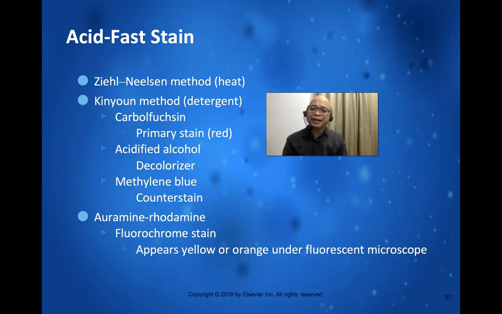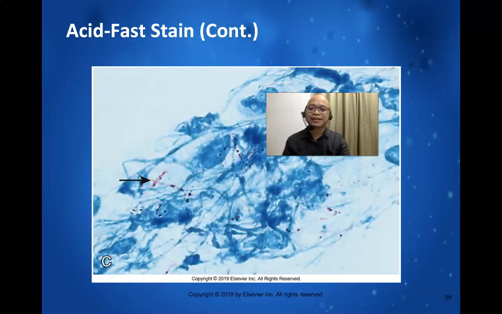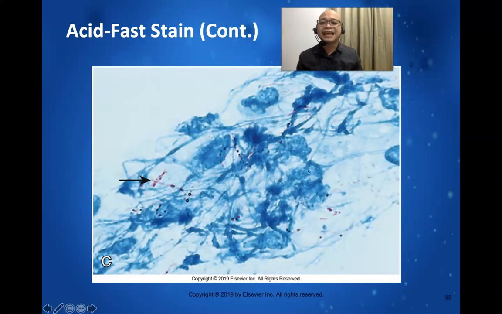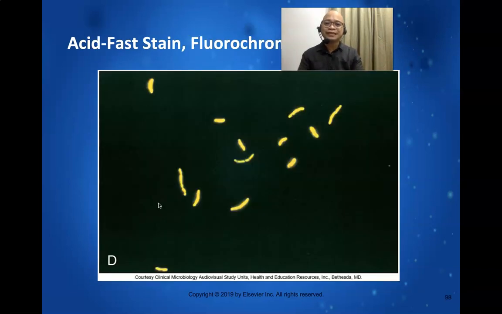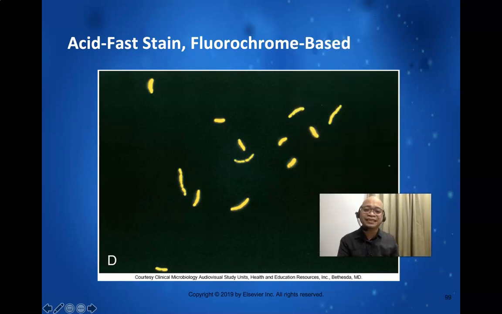A more sensitive method is the auramine rhodamine stain. These are examples of fluorochrome stain wherein you have to use a fluorescent microscope and the organism will glow in the dark. So this is an example of an acid-fast bacilli. You can see here the red or pink stain against a blue background, because the blue color means that those that are non-acid fast had taken up the counter stain, which is the methylene blue. This time it is an example of an acid-fast stain that has been stained with a fluorochrome dye.